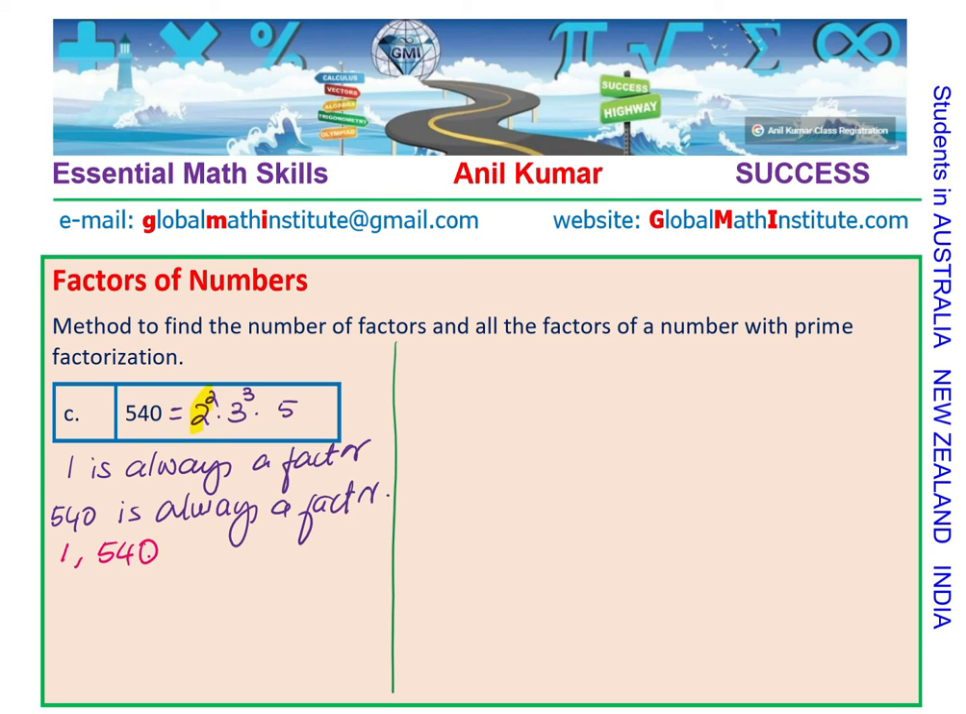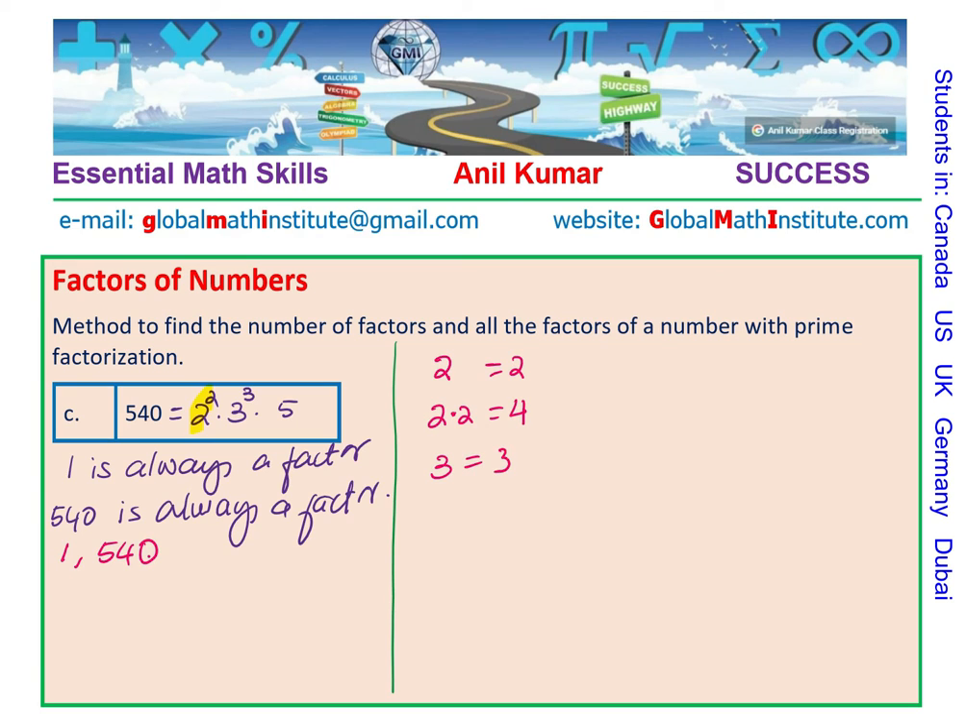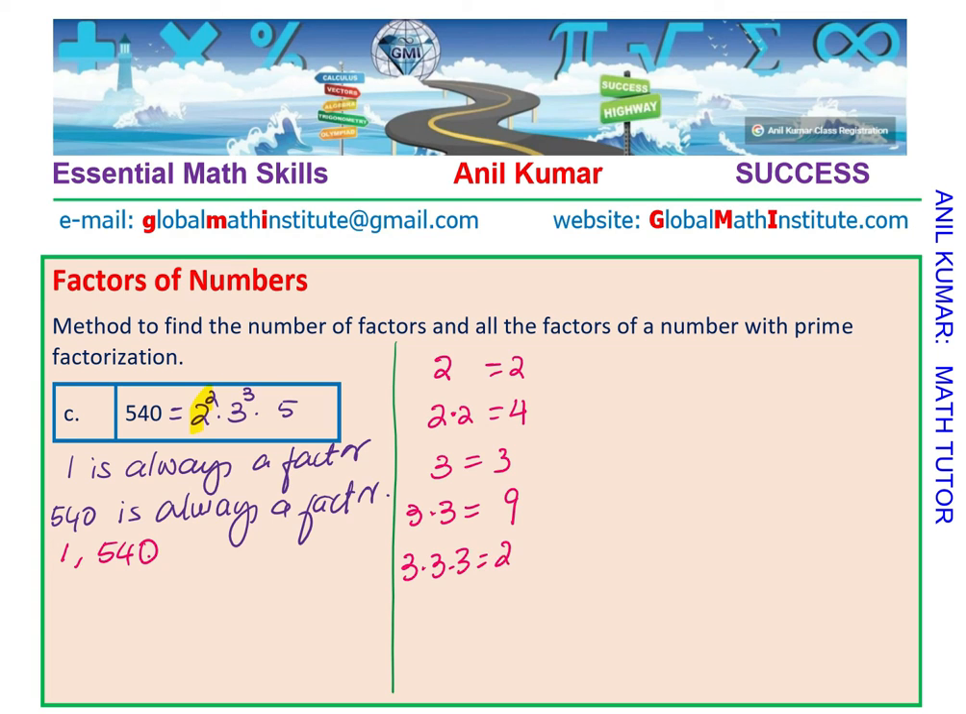So now with 2, what can I do? I can take 1 2, correct? Or I can take 2 2's, correct? So that gives me 2 as a factor. This gives me 4 as a factor. Now let's take 3. I could take 3 as a factor. That gives me 3. I can take 2 3's, right? Which is 9. Or I could take all 3 3's, correct? Which is 27.